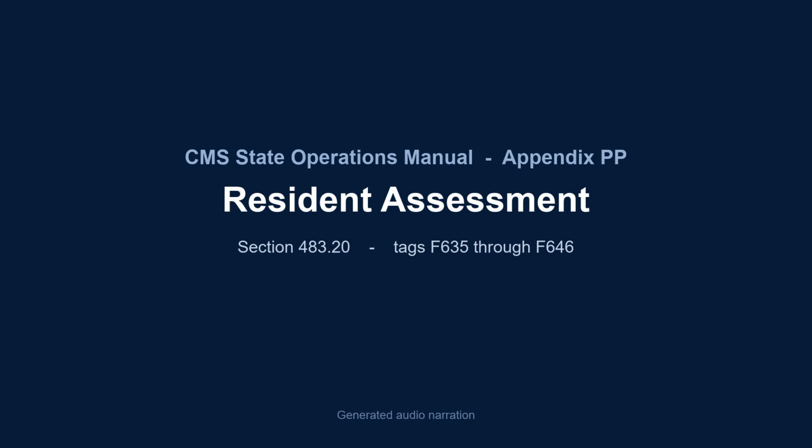Tag F638. Section 483.20(c), Quarterly Review Assessment. A facility must assess a resident using the quarterly review instrument specified by the state and approved by CMS not less frequently than once every 3 months. Intent, Section 483.20(c). To assure each resident is assessed using the standardized quarterly review assessment tool no less than once every 3 months between comprehensive assessments.